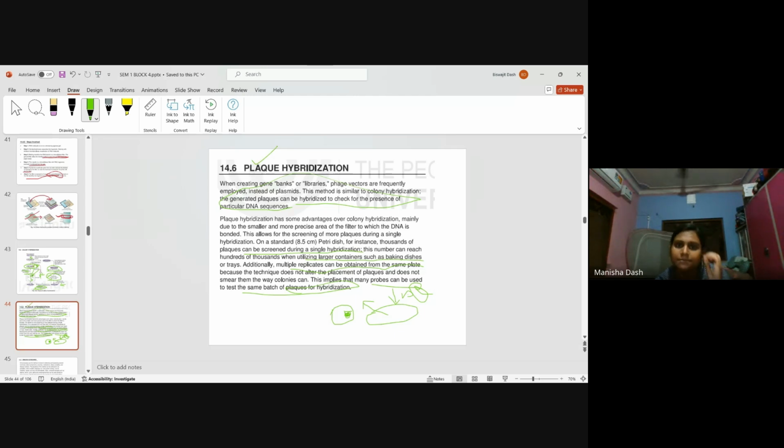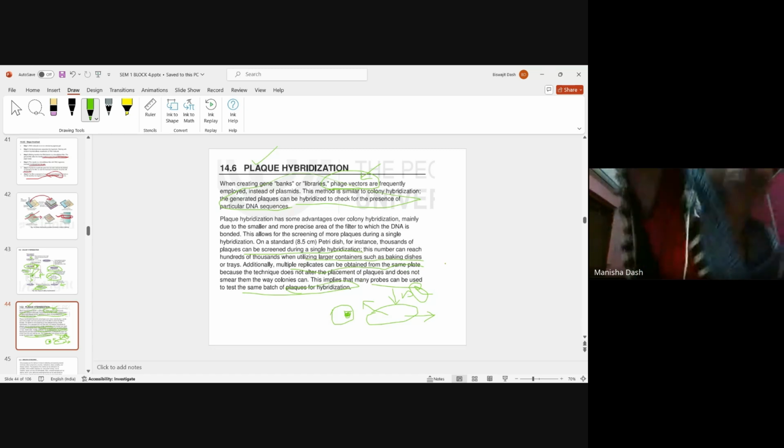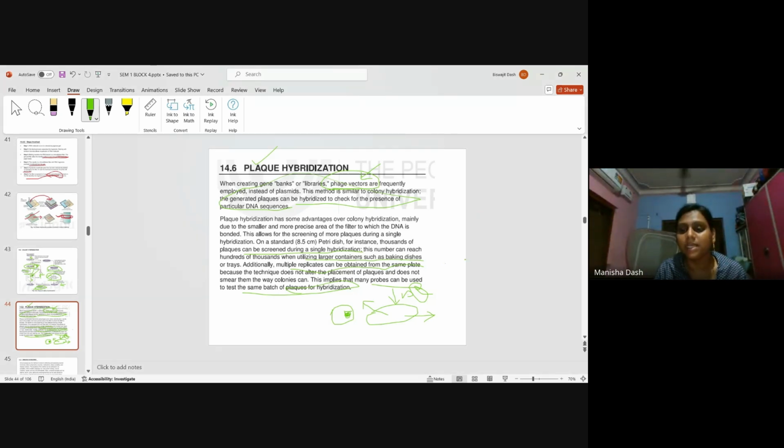If you are using phage vectors, what does that mean? They will be carrying the DNA of the bacteriophage, and the bacteriophage DNA you are using as a vector. So if the phage vector has your gene of interest and infects a bacteria, it will lyse the bacteria and form a plaque. Whichever phage has your gene of interest will form a plaque like this, and instead of looking for bacterial colonies, you will be searching for the plaques where the phage has infected the bacteria. That is what is called plaque hybridization.